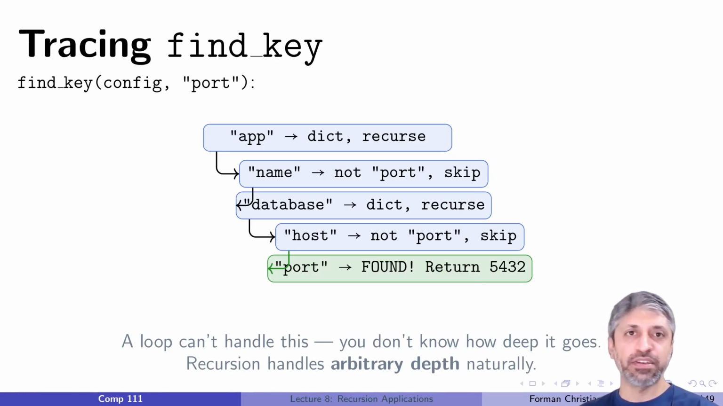Notice that a flat for loop could never handle this because you don't know how deep this nesting goes. So recursion handles this arbitrary depth very, very naturally.